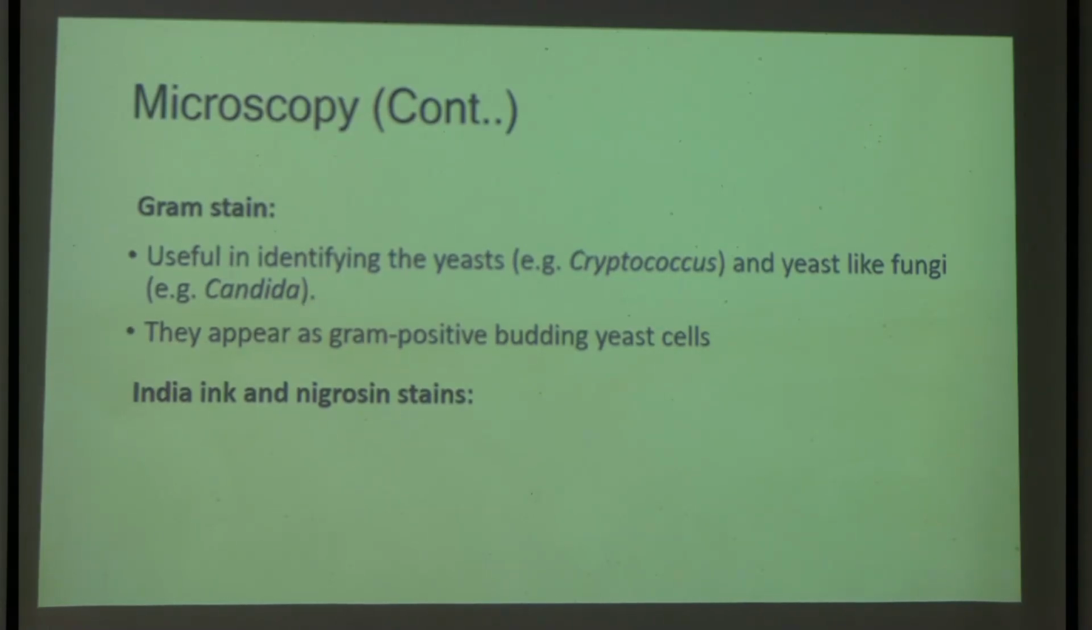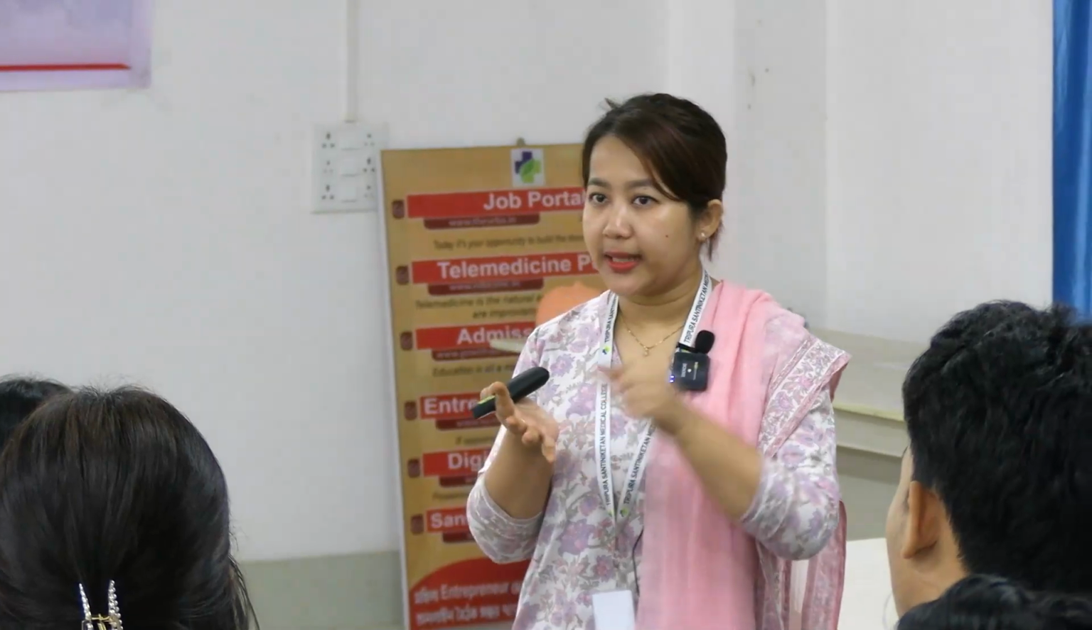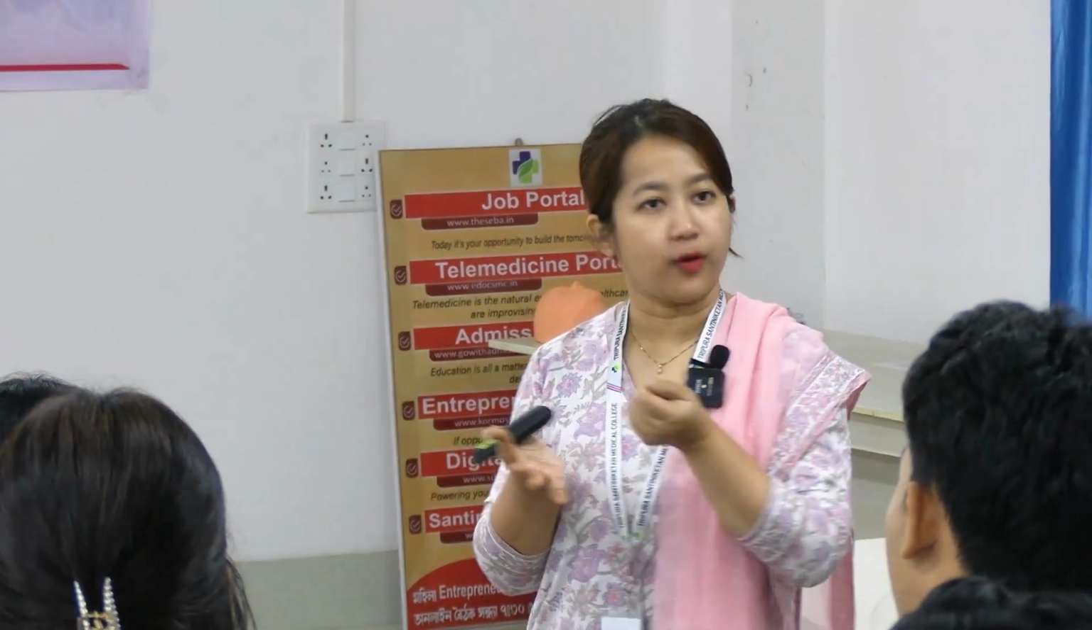Another kind of stain you can use is India ink and nigrosin stains. These are negative stains. Cryptococcus has a capsule around it. We take a drop of sample on the slide, then a drop of nigrosin or India ink stain, put a cover slip on that, and focus it under 40x. The background becomes black because of the stain, and the organism also becomes black, but because of the presence of the capsule, there will be a halo surrounding the organism. You'll see a halo. This is why it is called a negative stain.